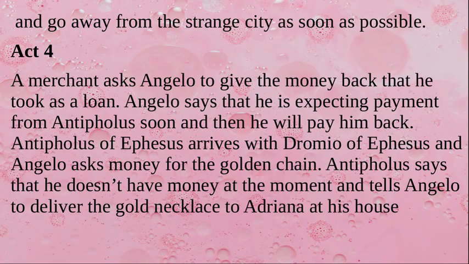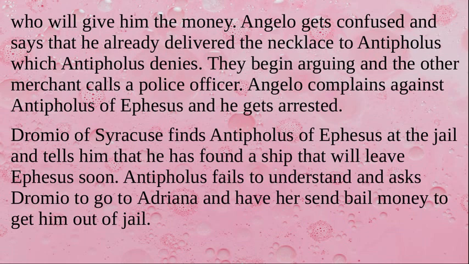Act 4. A merchant asks Angelo to give back the money that he took as a loan. Angelo says that he is expecting payment from Antipholus soon and then he will pay him back. Antipholus of Ephesus arrives with Romeo of Ephesus and Angelo asks for money for the golden chain. Antipholus says that he does not have money at the moment and tells Angelo to deliver the gold necklace to Adriana at his house, who will give him the money.